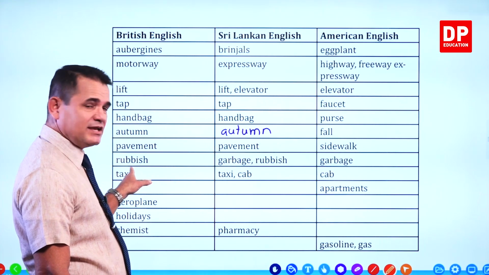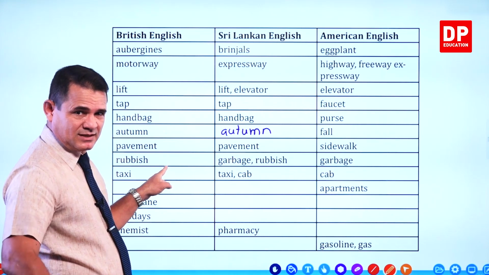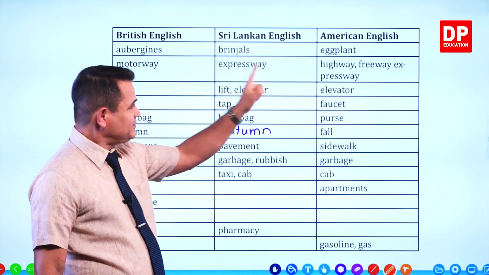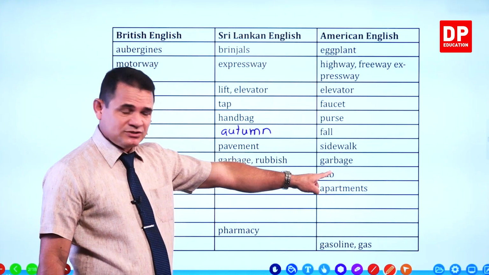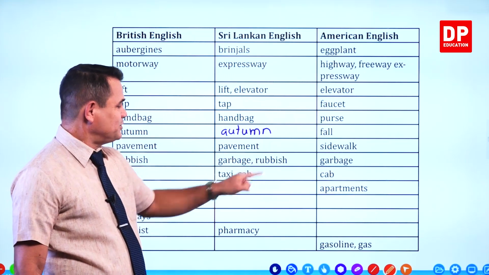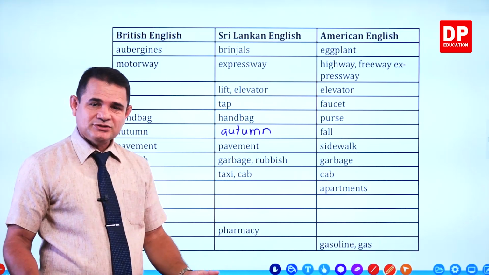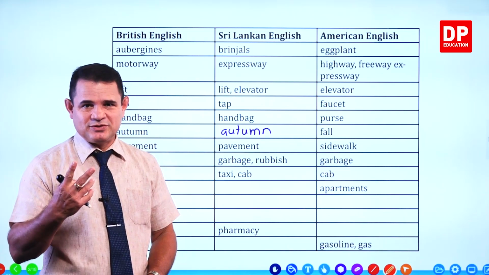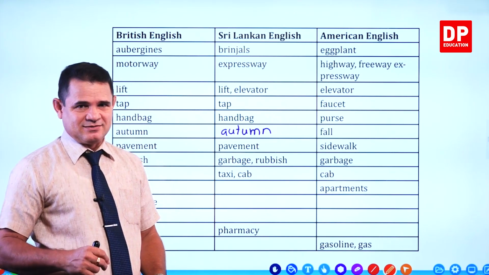In British English, they use rubbish. කැලිකසලවලට. And the same thing, Americans use garbage. Sri Lankans use both. Garbage or rubbish. We use both. අපි දෙකම use කරනවා.